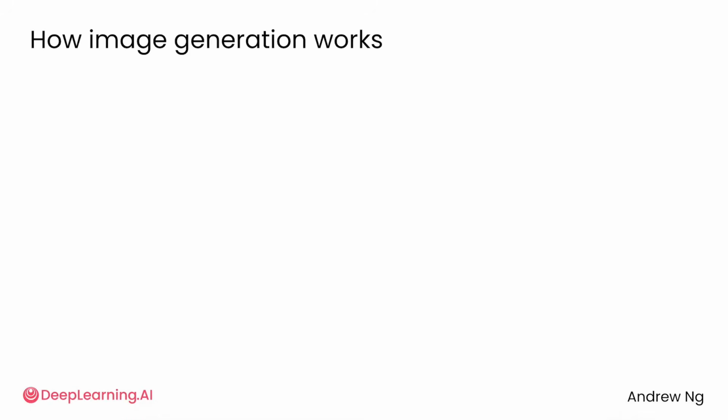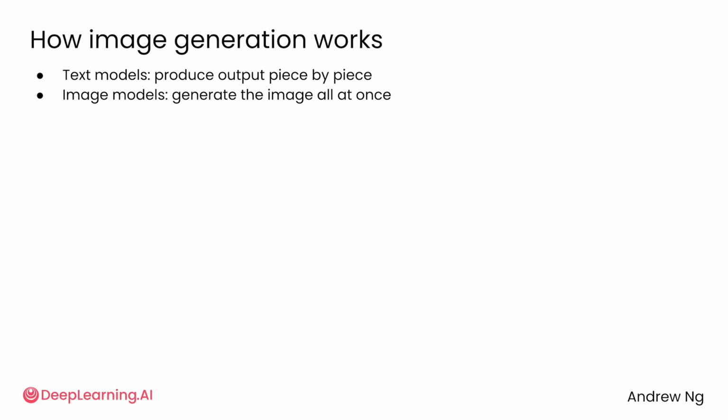It turns out image generation uses a very different technology than text generation. When AI is generating text, it produces the output piece by piece, so it generates a few characters at a time. In contrast, when generating an image, it doesn't generate the image a few pixels at a time. It generates the entire image all at once.